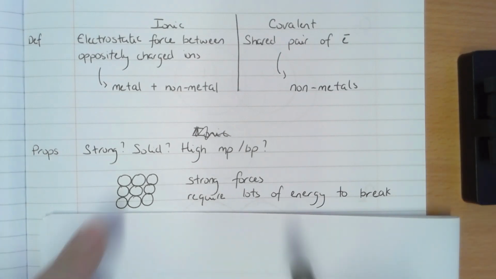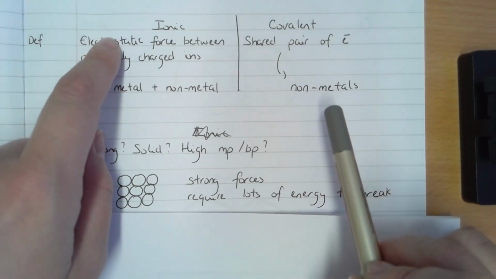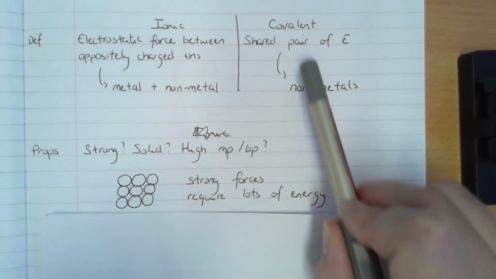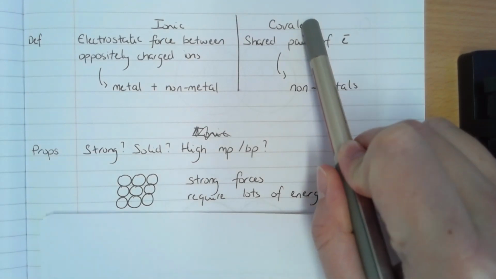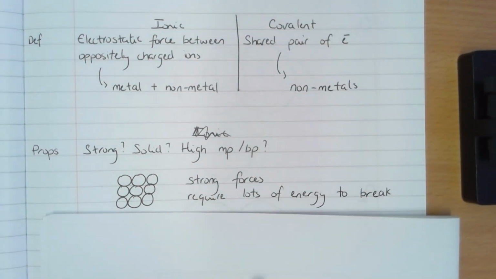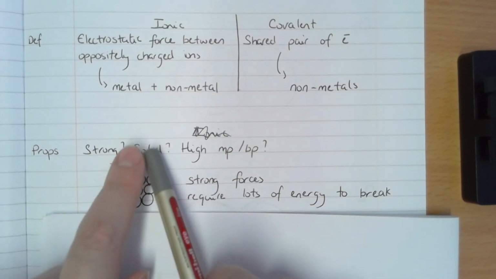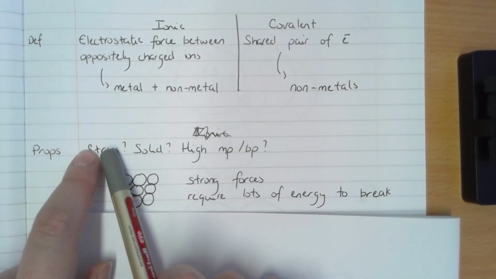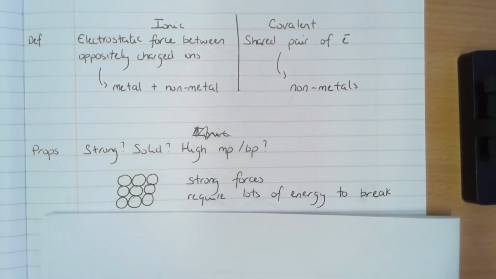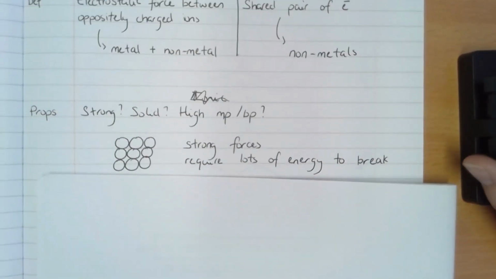So to get full marks, you need to be able to fill in electrostatic force if it's ionic, or simply just covalent bond if it's covalent. And then you always mention energy for a mark. That explains why something's solid, it explains why something's strong, it explains why it's got a high melting and boiling point. So the same type of answer, even though they can ask the question in a few different ways.